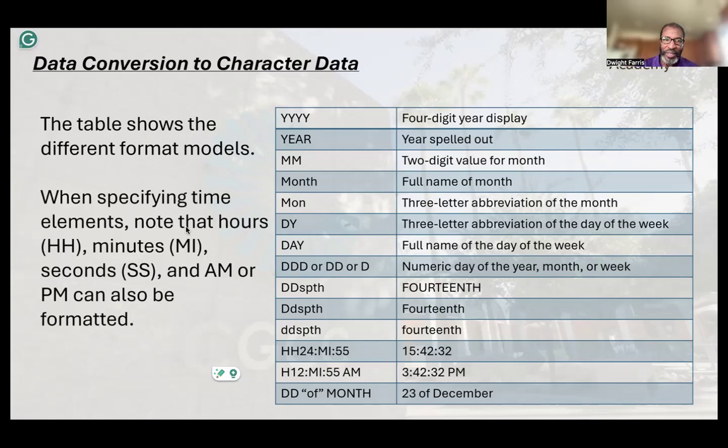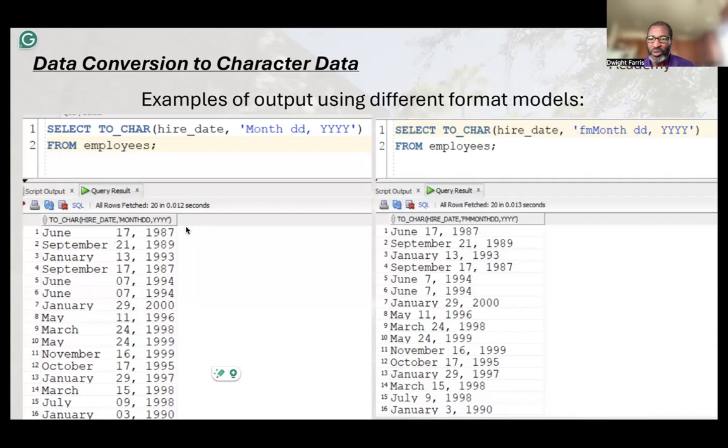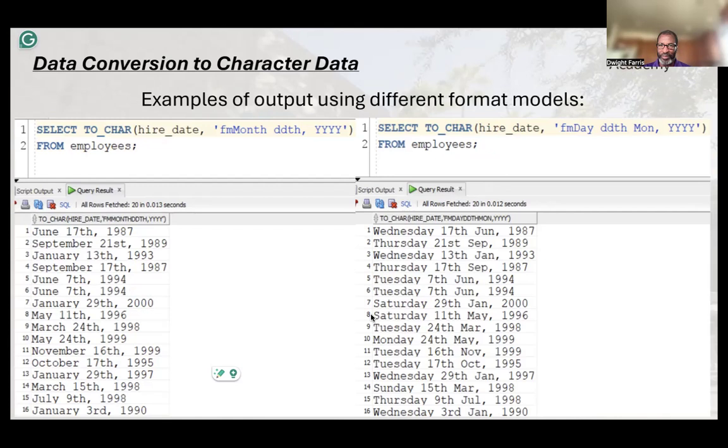And yes, you can also use these to include time within your date format. Here are some examples. Here we're using the SELECT statement, and we're taking the hire date and placing it in a specific format: month, day, year. Then we're taking the hire date and using FM to remove the leading zeros, as you see here, like June 7th, 1994. So make sure you refer to those when you're referencing information.